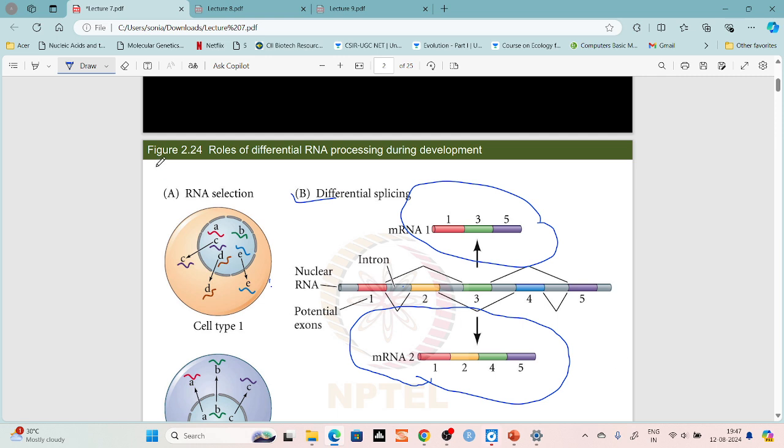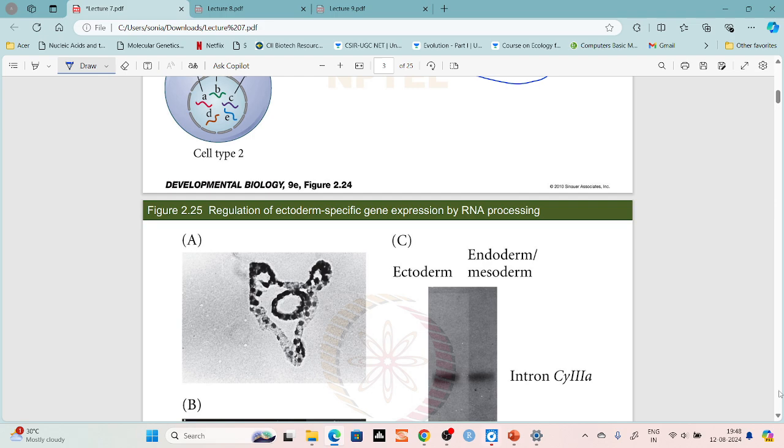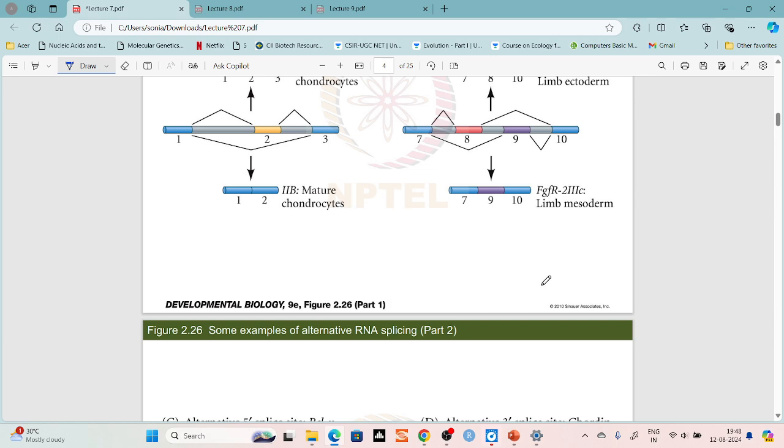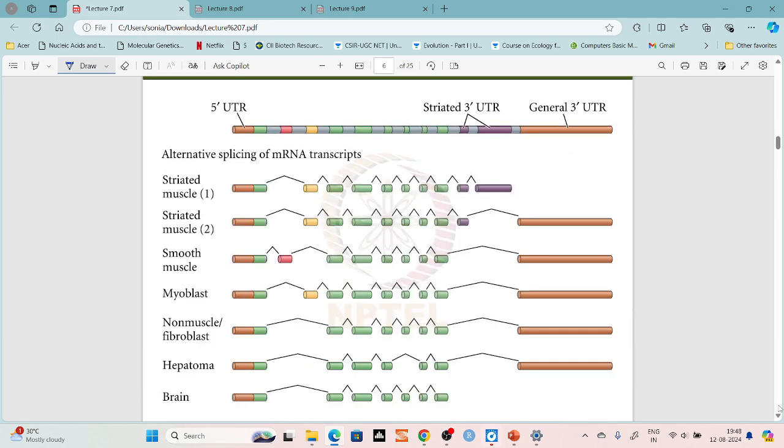I explained how your differential gene expression can be governed by RNA selection and differential splicing, which is also known as alternative splicing. Then these are just the examples. I'm not going into detail with each and every figure because I won't be able to cover all three lectures. Okay, so these are just the different ways by which differential splicing can occur.